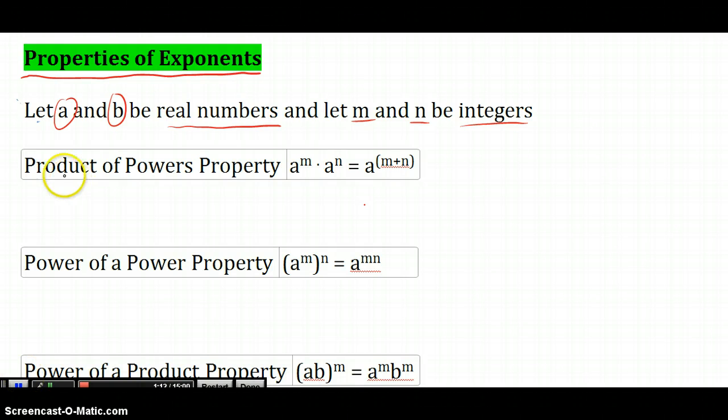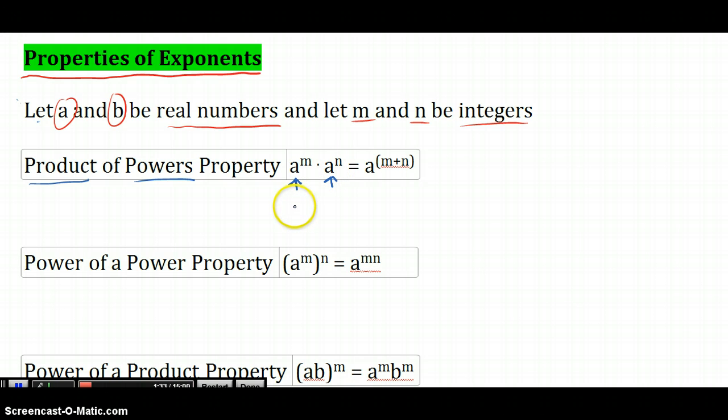The first property we're going to talk about is the product of powers property. Now the name gives a hint to what's going on here. A product, meaning multiplication, of powers. So we're going to have 2 powers times each other, and we can use this property. Now we can only use this if it has the same base. Notice that our 2 numbers have the same base a.